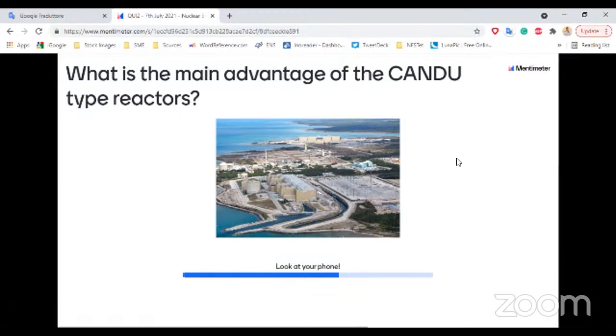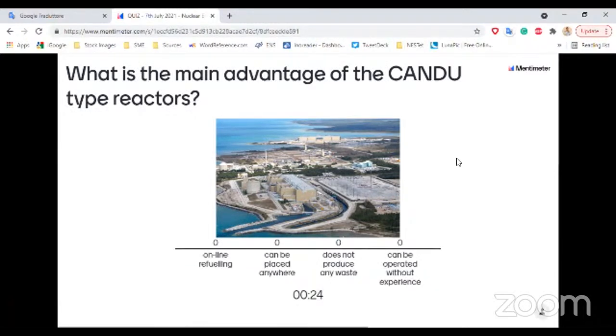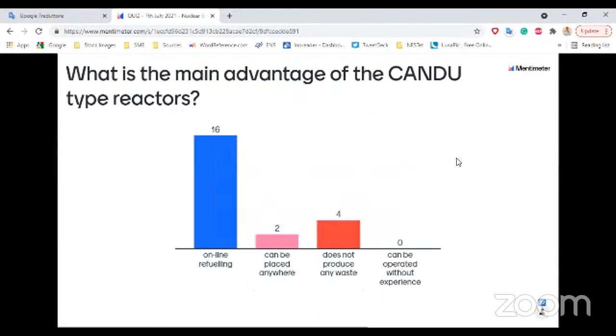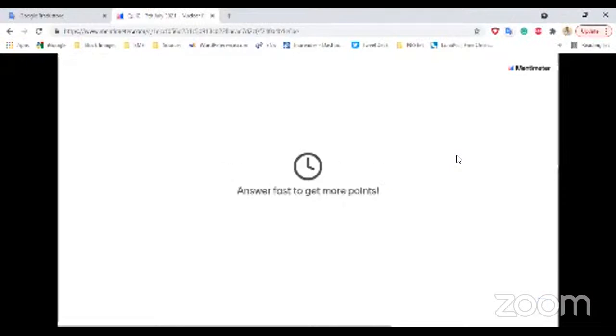What is the main advantage of the CANDU type reactor? Online refueling, can be placed anywhere, does not produce any waste, or can be operated without experience. Everyone has voted again on time. You're specialized in CANDU reactors, and yes, exactly. It's online refueling, the main advantage of the CANDU type reactors. Let's go on. Number 14.